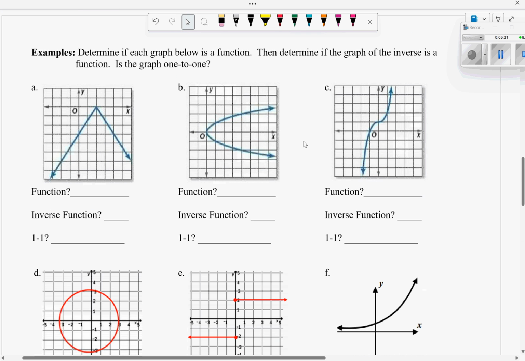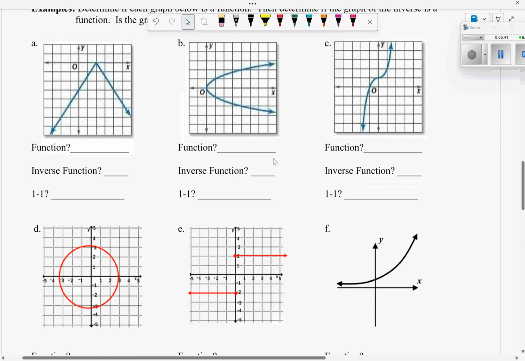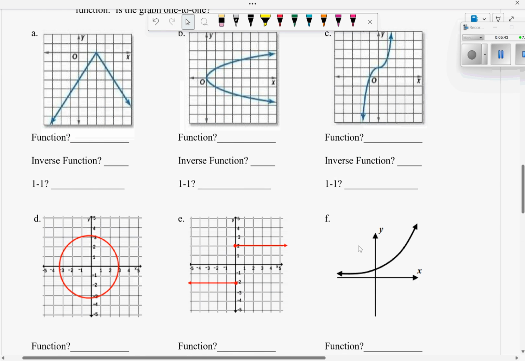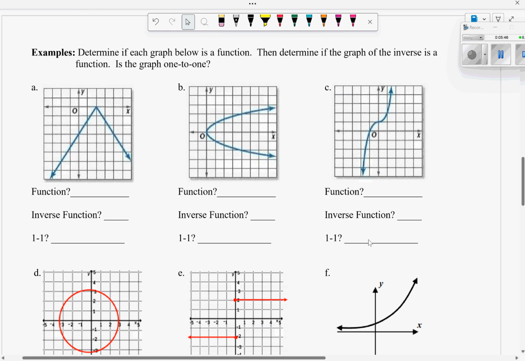So next one, determine if each graph below is a function, then determine if the graph of the inverse is a function, and is the graph one-to-one. So again, go ahead and pause the video and do these 3 problems, or actually I should say 6 problems. When you're done, unpause and we'll go over them.